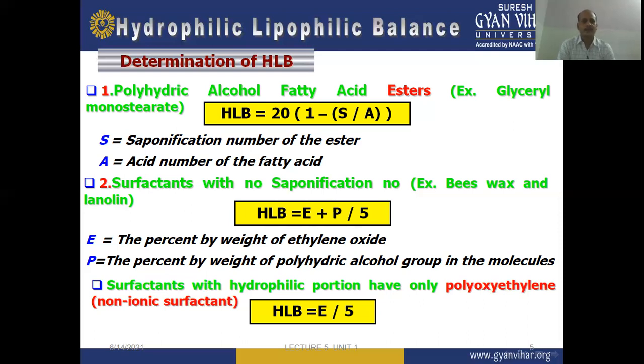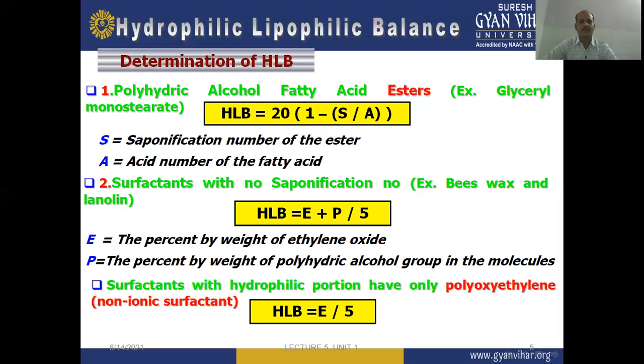In this formula, the E is the percentage by weight of ethylene oxide. P is the percentage by weight of polyhydric alcohol group in the molecule. So surfactants with no saponification number, like beeswax and lanolin, can be determined by another formula, which is given in this slide: HLB equal to E plus P by 5, where E is the percentage by weight of ethylene oxide and P is the percentage by weight of polyhydric alcohol group in the molecules.